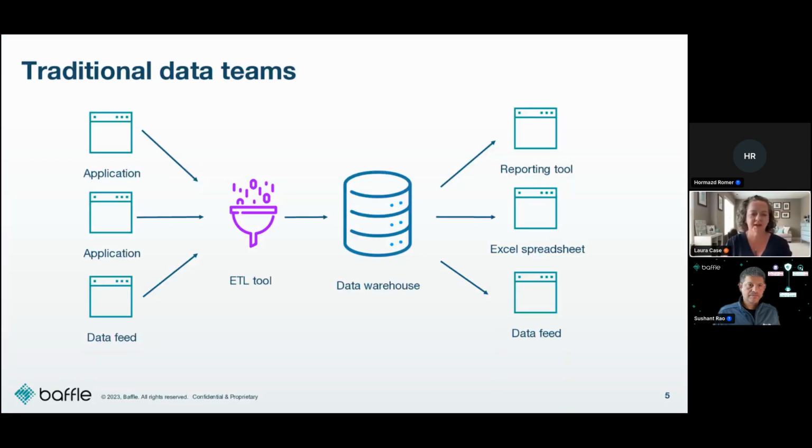So as I mentioned, my emphasis in my career the last 2 decades has been in analytics and data warehousing. And when I started in the industry, traditional data teams had very simple data pipelines. You would have a few applications or data feeds all going into a common ETL tool, extract, transform, and load for those who are not familiar with that term. And then that would feed data into a central data warehouse. From that warehouse, you would send that data to a limited number of places. Maybe you had a reporting tool or some spreadsheets, maybe a couple of data feeds.